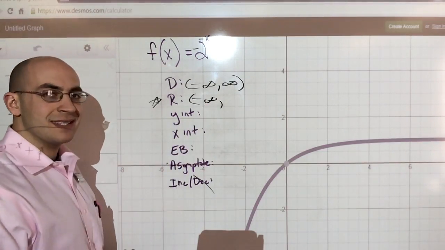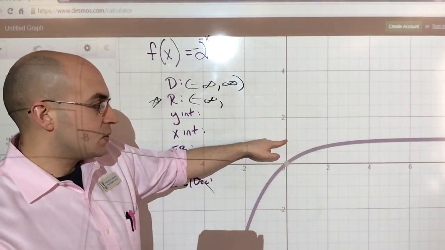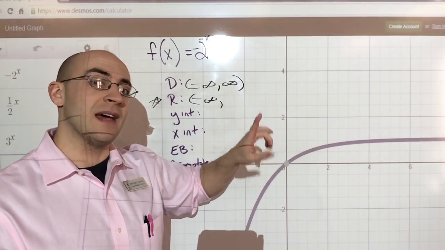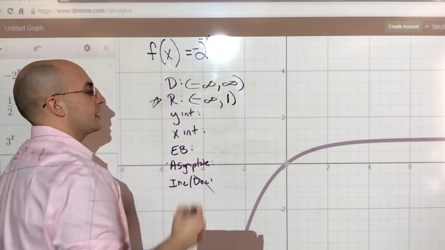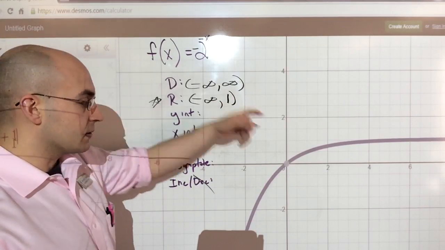But what does it go to? What's its highest value? Well, it goes to 1, but this is an asymptote. It will never actually hit 1. So we have to put 1 with a parenthesis here. Okay, no brackets. Y-intercept, well, we can clearly see that it's 0.